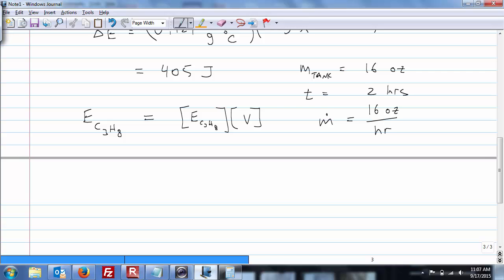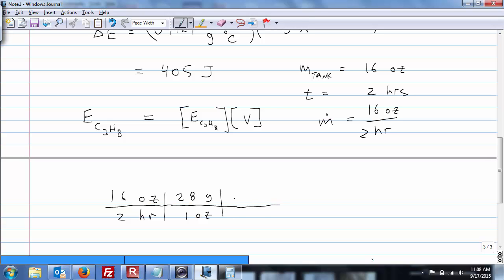And again, nice small numbers. We wanted to do some units conversion. Here's the perfect opportunity. So 16 ounces, sorry, per 2 hours. Yeah, my bad, per 2 hours. Now we've got how many grams per ounce? 28 grams per 1 ounce.